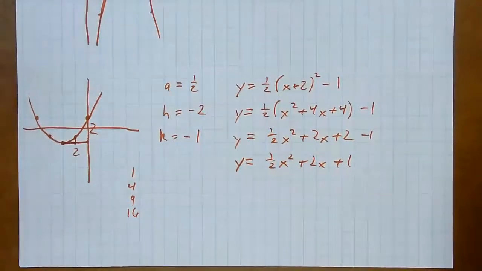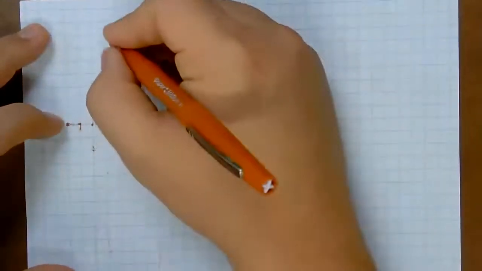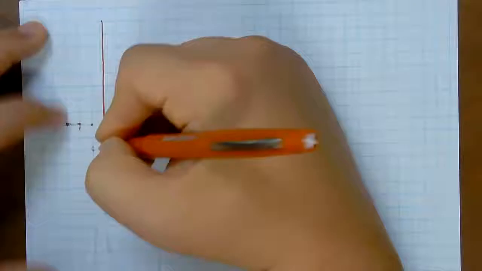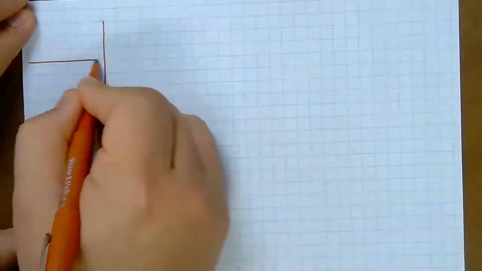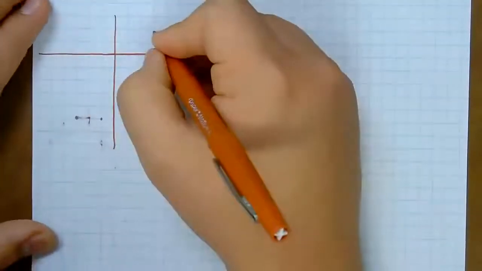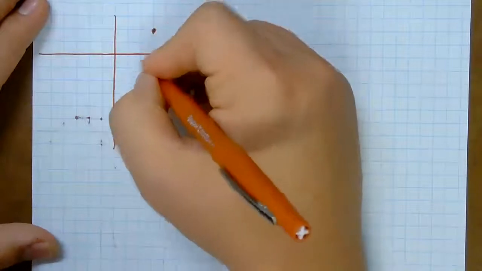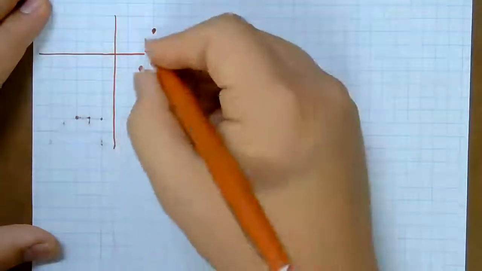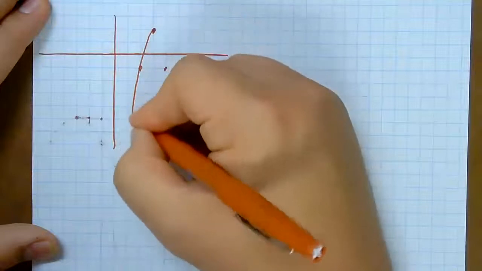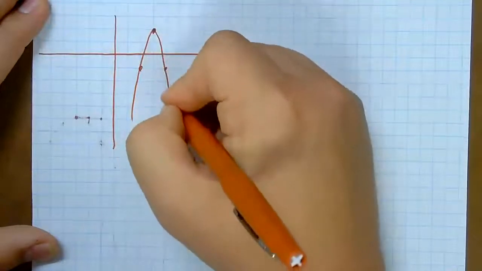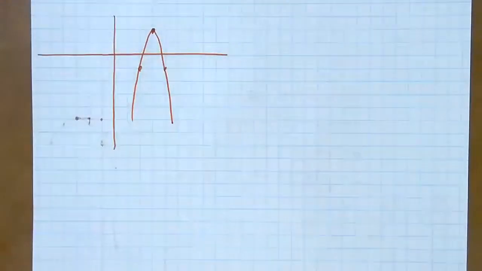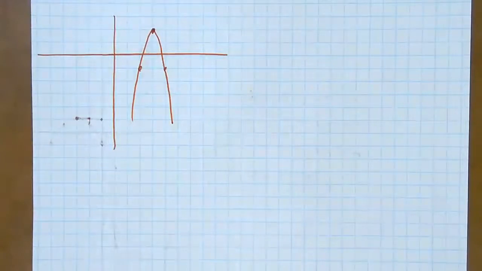I want you to find the equation of this next graph. I want it in standard form. Okay. Lockdown.